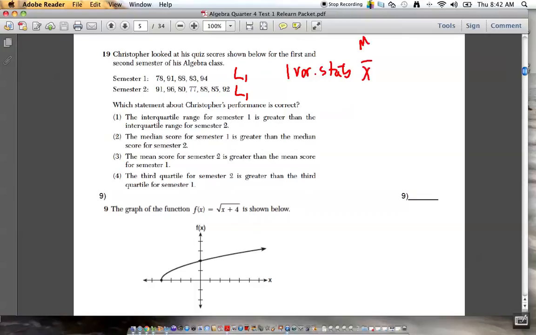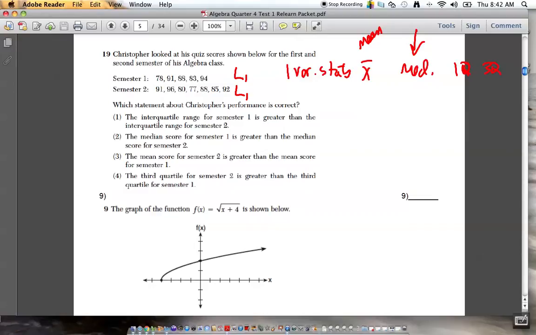and that will give you the mean, which is X bar. Look that up for each one. And then they ask a couple of questions here about the median. The median is still in one variable stats. You just have to scroll down a little bit more. You'll see it'll say MED. And then it'll also be the first quartile, and then the 3rd quartile.